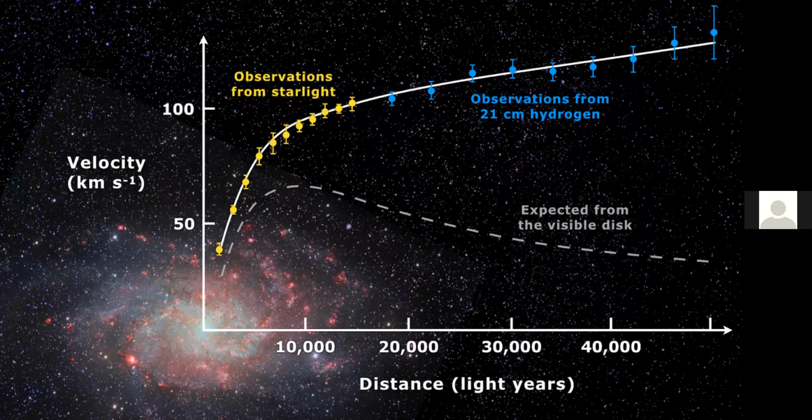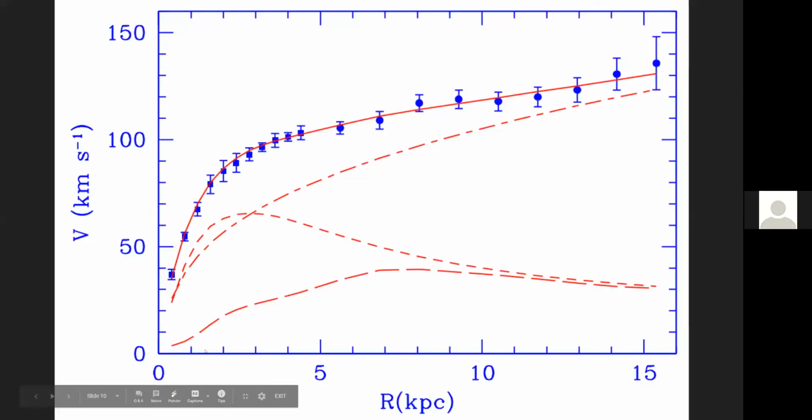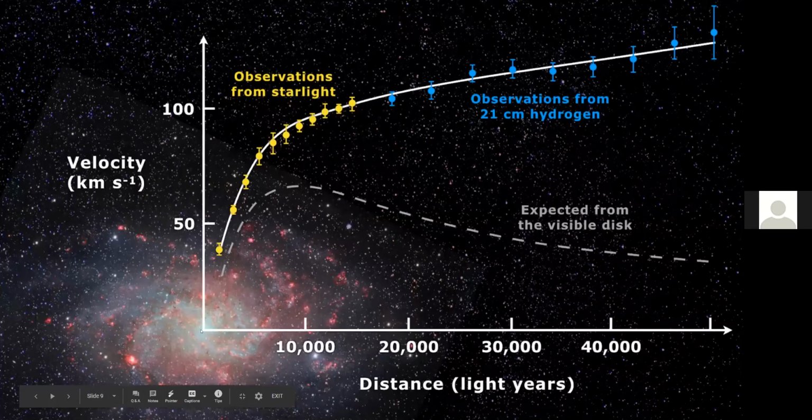So these are modern observations of a galaxy's orbital rotation curve. And this is for, you've probably recognized the galaxy M33, the Triangulum galaxy. And again, the axis is arranged so that the origin is at the center of the galaxy. And then we have the edge of the visible disk at around 15,000 light years, and we have the edge of the gas disk at around 50,000 light years.